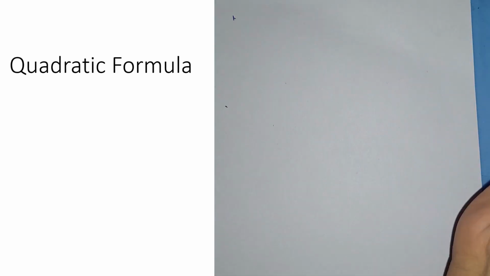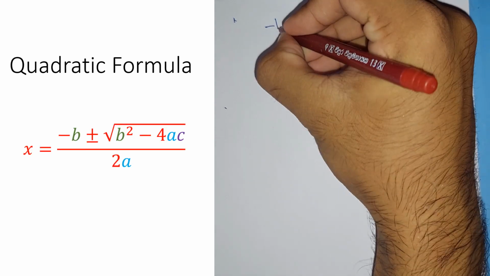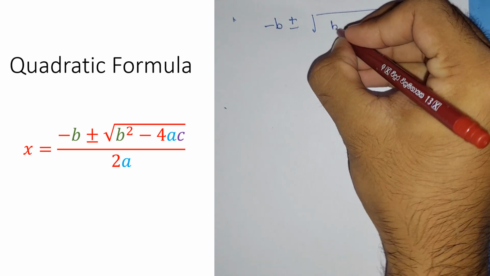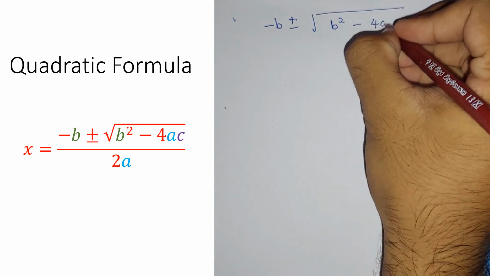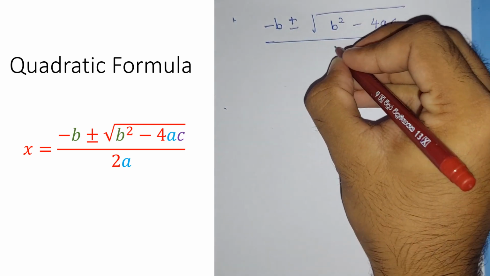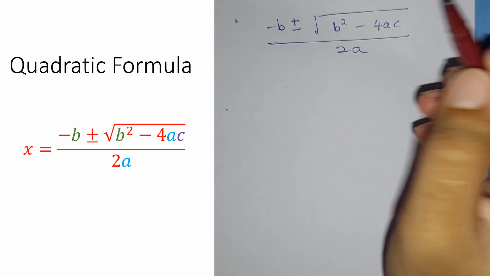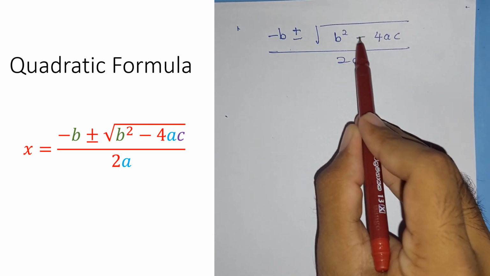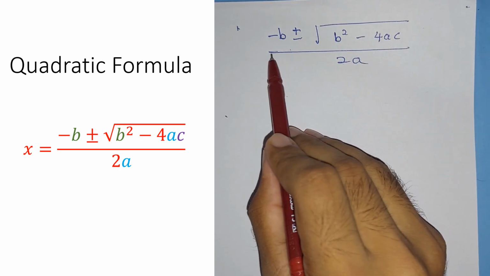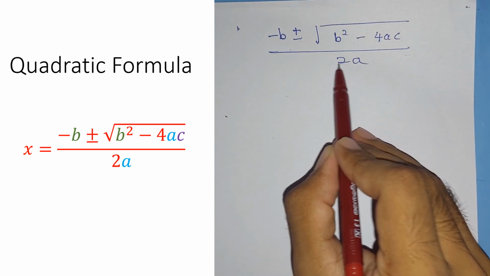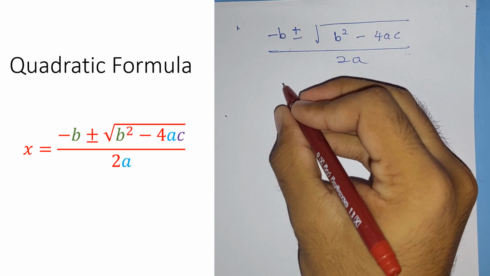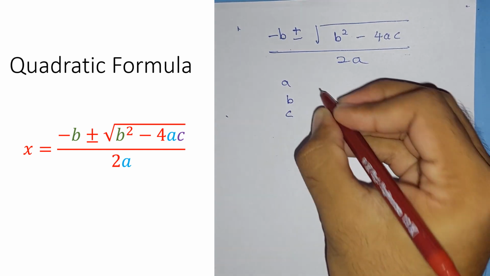Today we are going to learn about the quadratic formula. It looks very complex, but it's a very simple formula. x equals minus b plus or minus square root of b squared minus 4ac, the whole numerator divided by 2a. So what are this a, b and c?